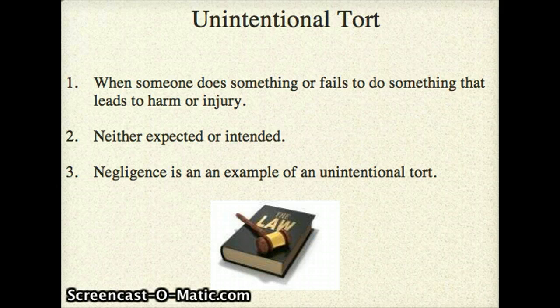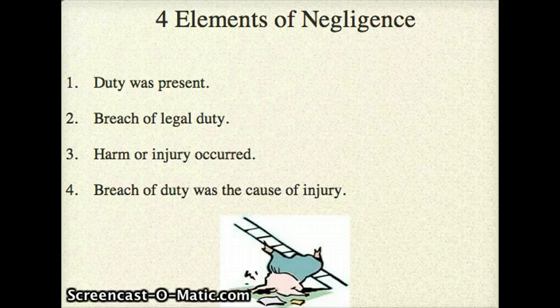Unintentional torts, or negligence torts, is when someone does something or perhaps fails to do something that leads to injury that is neither expected nor intended. We know negligence refers to failing to do something that a reasonable person would have done under the same circumstance. For a teacher to be guilty of negligence, 4 elements must be considered.